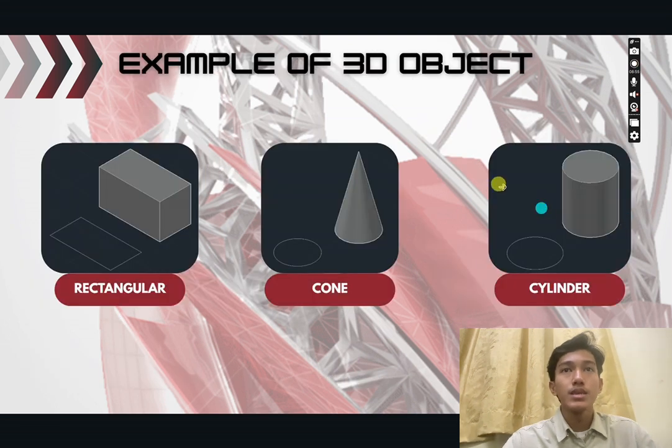So this is an example of 3D objects that we can draw in AutoCAD 2021. For number 1, we have a rectangle. This rectangle is 2D, then this is the 3D. Same here, a cone, and this is a cylinder.